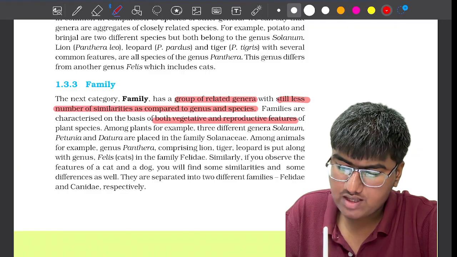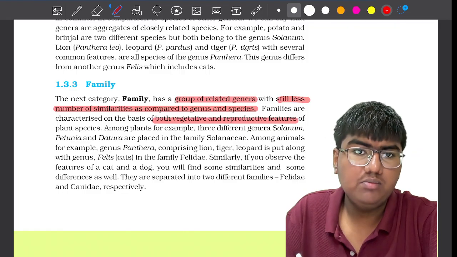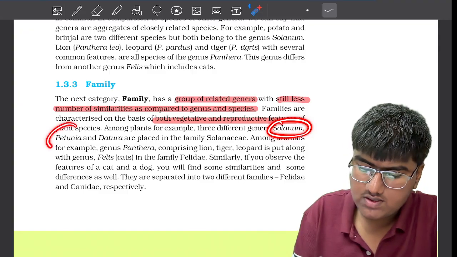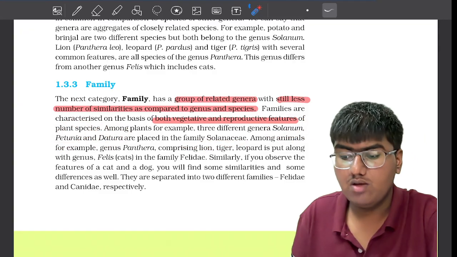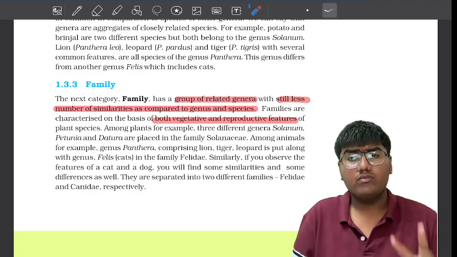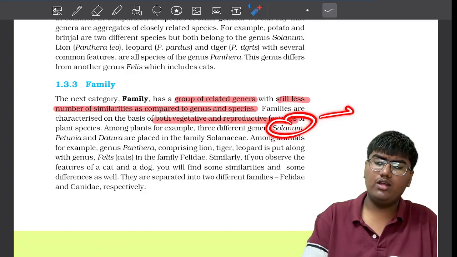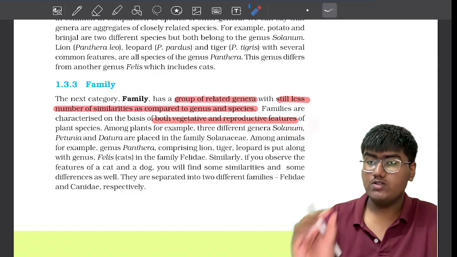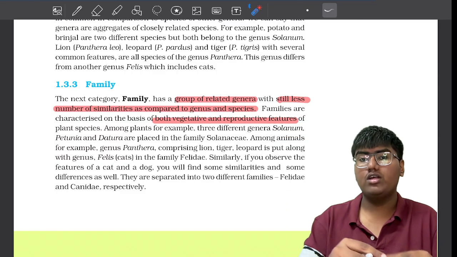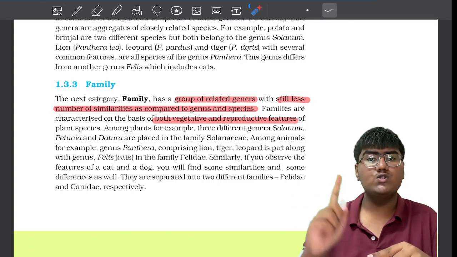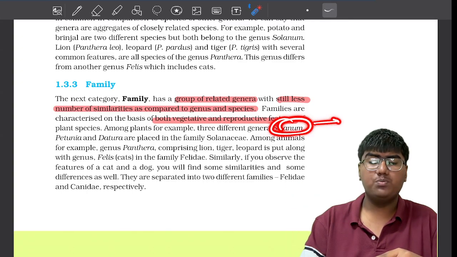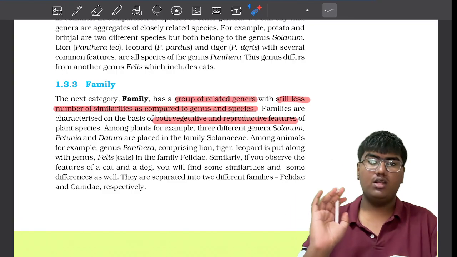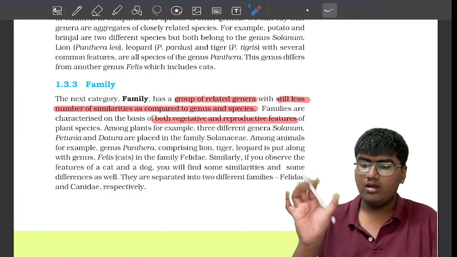Among plants, for example, three different genera, Solanum, Petunia, and Datura, are placed in the family Solanaceae. So these genera are placed in one family, which decreases the amount of similar characteristics. Solanum is a genus, which is taken and placed into the family Solanaceae. But we can have many species, for example, Solanum tuberosum, which is potato, which increases the number of similar properties present.